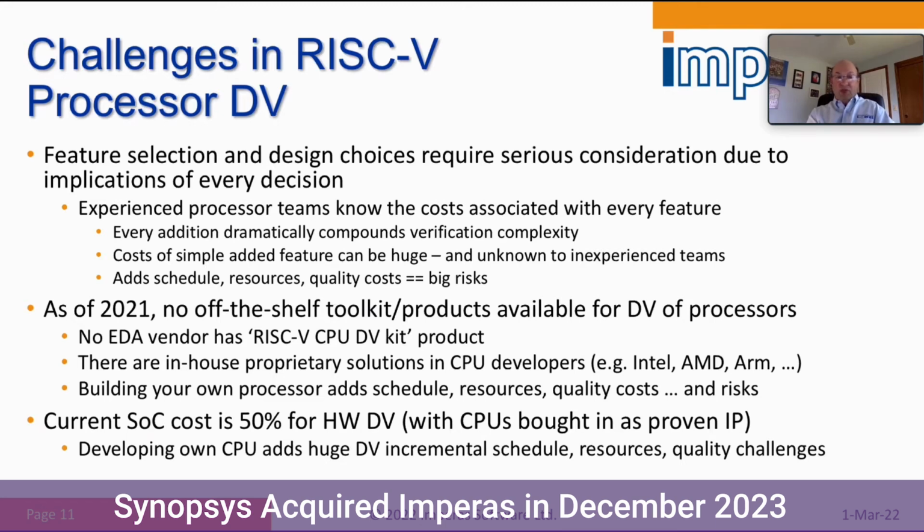As of 2021, there are no off-the-shelf toolkits or products available. There are in-house proprietary solutions, but again, building your own processor adds schedule, resources, costs, risks, and DV we know is a significant cost already. This is going to increase it. So yes, you can acquire a RISC-V processor implementation for free. There are a number of open source ones. However, that doesn't mean that using it is necessarily going to be free. There's going to be DV costs involved here.